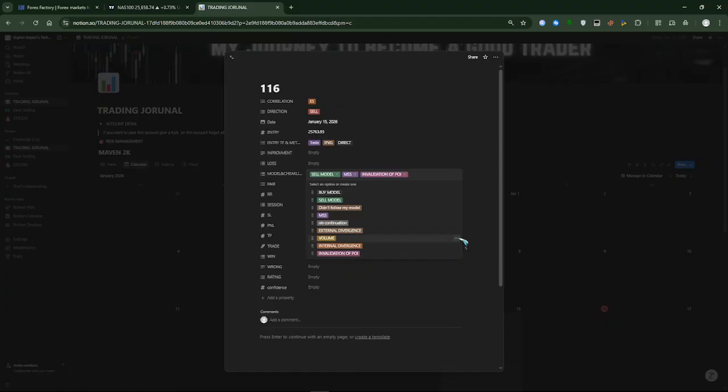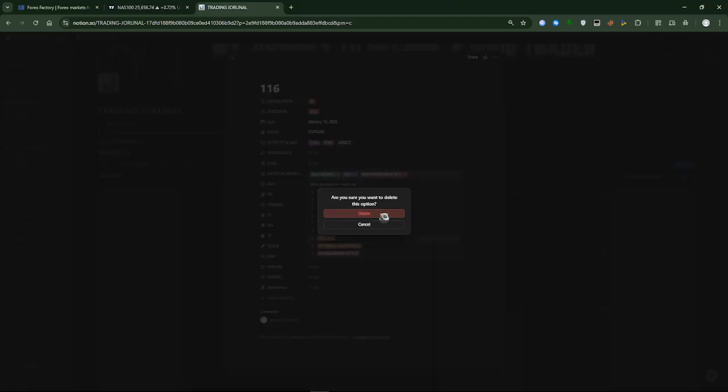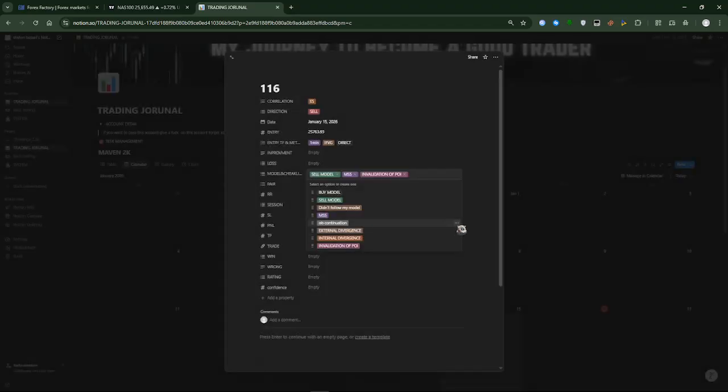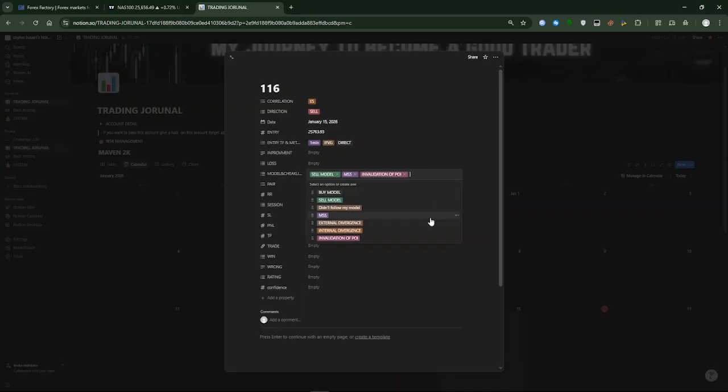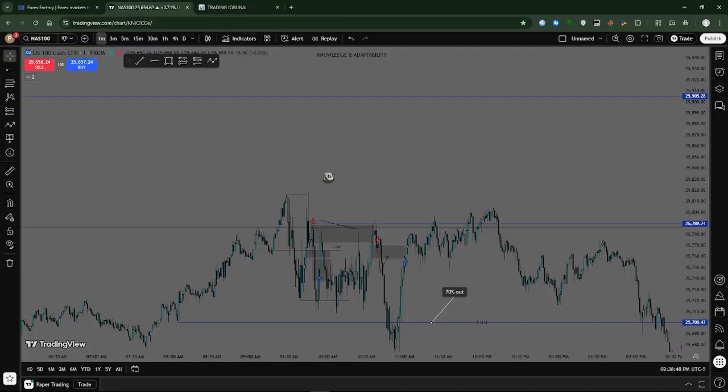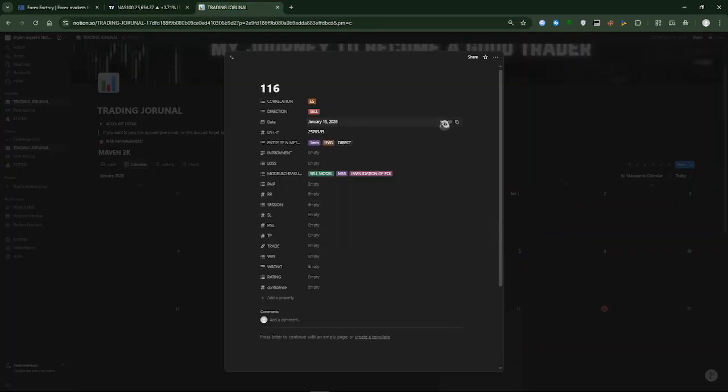Sometimes you watch for divergence, volume. Experimented with a lot of things. OB continuations. Didn't follow my model. MSS, external internal divergence. Was there a divergence? In this case, no, we didn't have any divergence. External and internal divergence means quite a few things here.